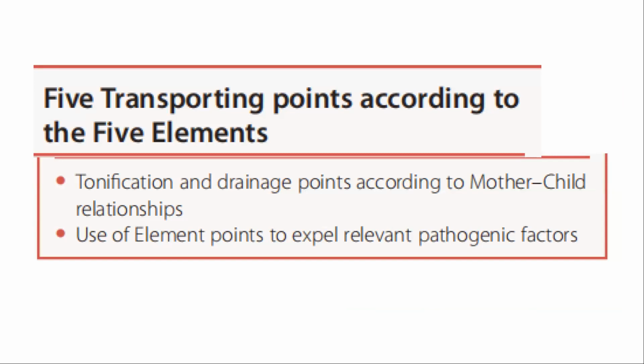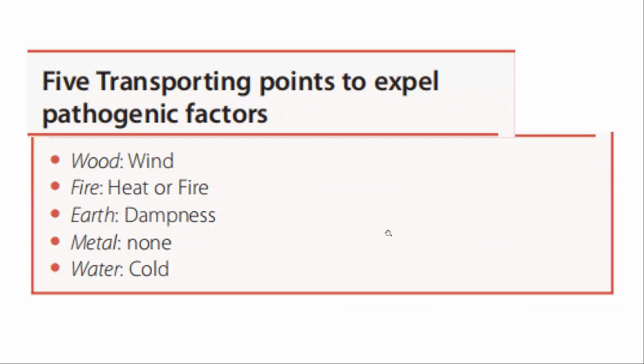The 5 transporting points according to the 5 elements: tonification and drainage points according to the mother-child relationship. Use of element points to expel relevant pathogenic factors. The 5 transporting points to expel pathogenic factors: wood is for the wind, fire for heat or fire, earth for dampness, metal none, and water for cold.